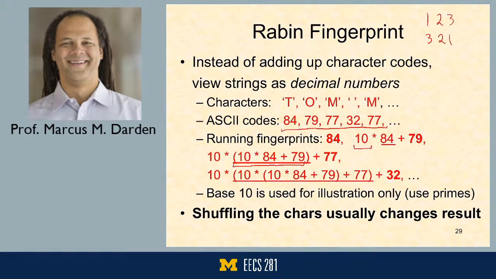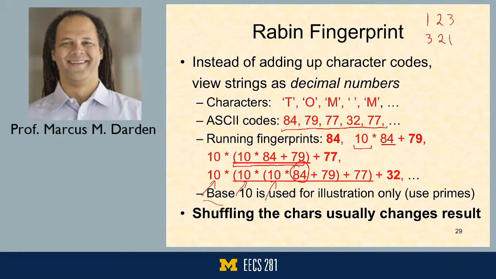And you can see how shuffling these characters around would usually change the result. Because by the time I get done here, we see this 84 that was in the first position has been multiplied by 10 3 times. If I put that in some other position, now 84 has a completely different contribution to the total value, because it's in the third position or in the second position. So shuffling the characters usually changes the result, and that's why the Rabin fingerprint is so successful.